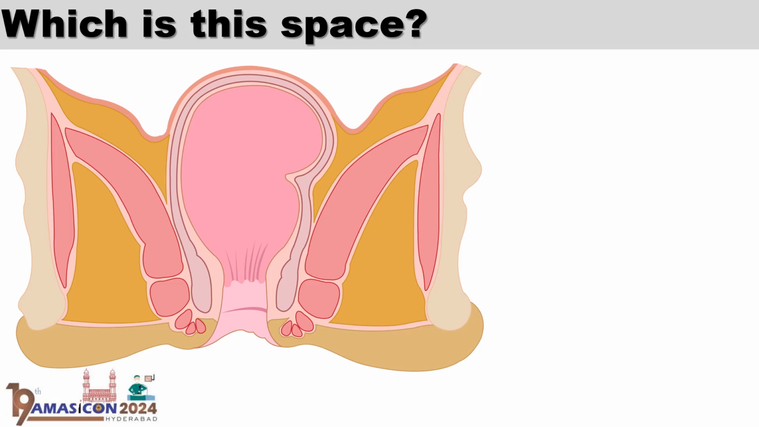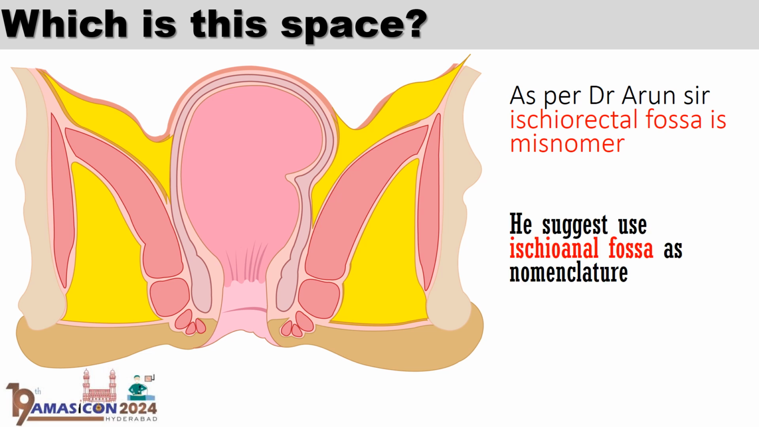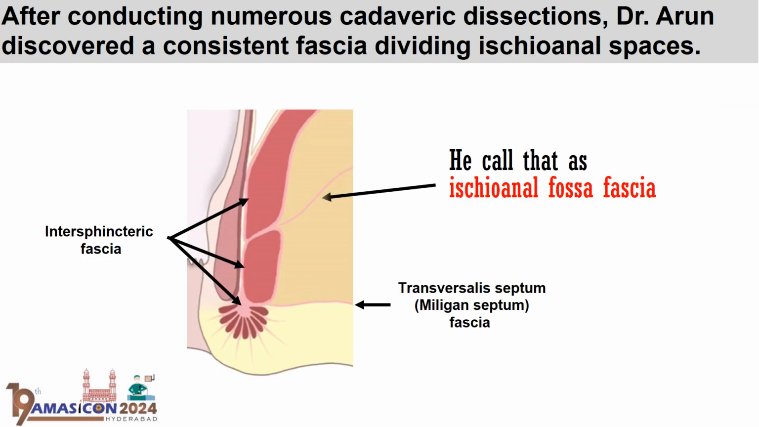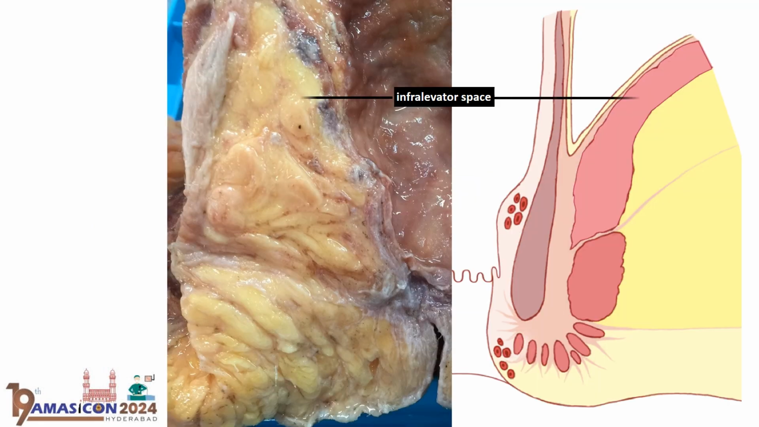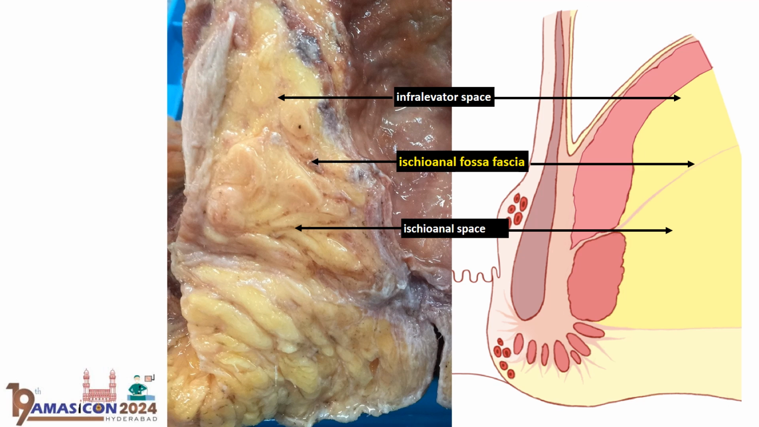What we call this space the ischiorectal fossa, but what should we call it? If something is lateral to the anal canal, we call it ischiorectal. If it is actually lateral to the anus, it becomes a confusion. So Dr. Rajnasukal mentioned this as a misnomer, and he suggests the name ischioanal fossa, the space lateral to the external sphincter. In this ischioanal fossa there is the ischioanal fossa fascia, starting at the juncture between the levator and superficial external sphincter, going obliquely, and dividing the lateral space into two: infralevator and ischioanal.